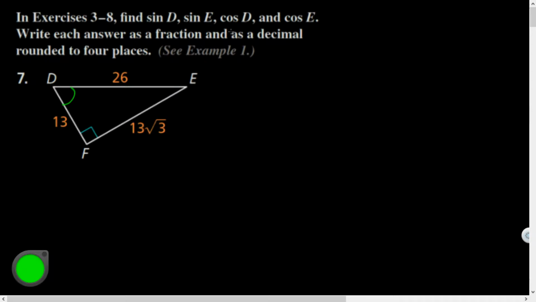Sin, cos. They're still pronounced sine and cosine. But when you're doing your math on the street, you might get away with that.